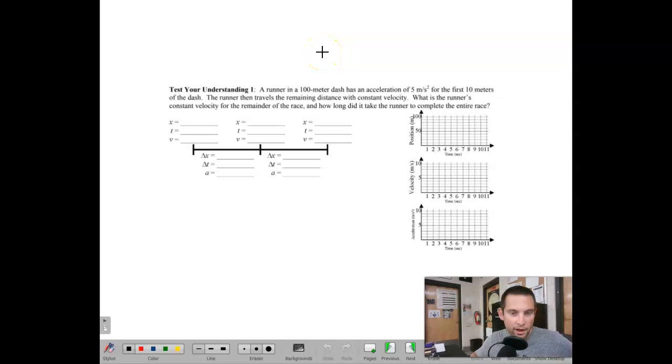Here we go. We're trying it on our own. Hopefully by now you've already tried this question and you're just checking to see how you're doing. A runner in a 100-meter dash has an acceleration of 5 meters per second squared for the first 10 meters of the dash. Acceleration, 5 meters per second squared.